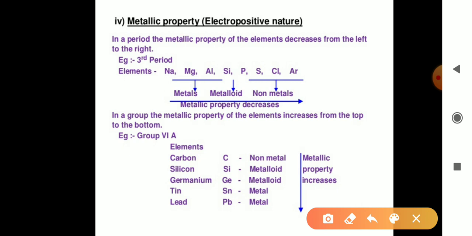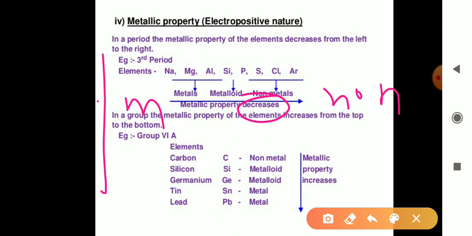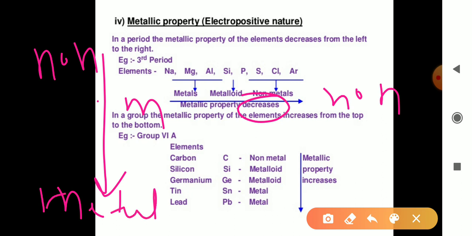And the fourth property is the metallic property. If we observe the periodic table, we find that towards the left side of the periodic table there are metals, and towards the right side there are non-metals. So metallic character decreases from left to right, because the left side contains metals and the right side contains non-metals. In a group, from top to bottom, at the top there are non-metals and at the bottom there are metals. So metallic character increases down the group.